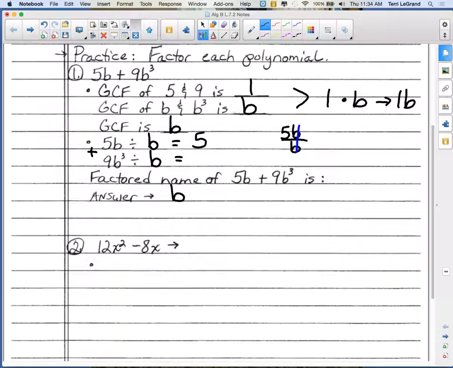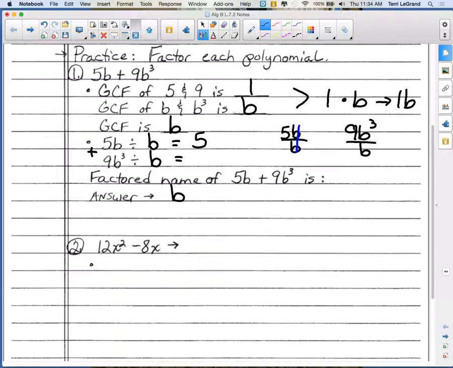So again, if it helps you to do this, go off and write this over here and say, what is 9b cubed divided by b? Well, does the 9 have anything really to be divided by? No. Okay, so that 9 is going to be there, right?